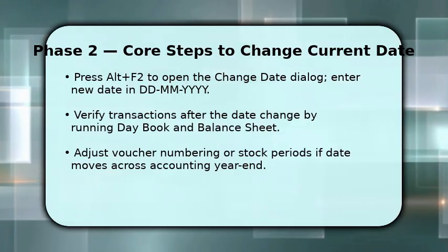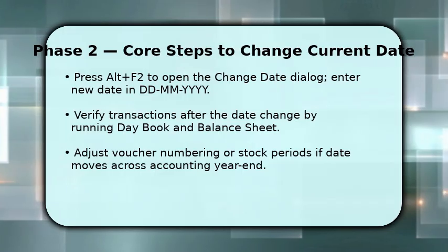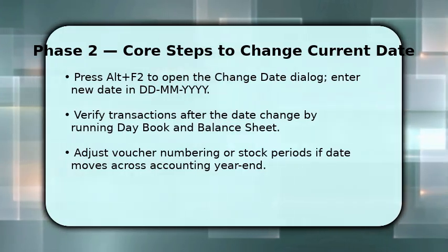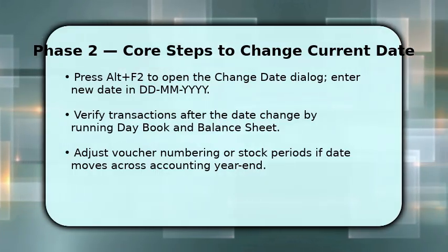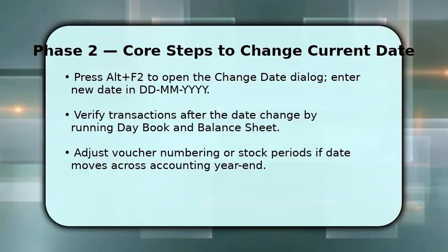Then run Daybook and Balance Sheet to confirm totals reflect the update. If you see mispostings, undo recent vouchers or correct dates. Also, make sure voucher numbering and stock valuation remain consistent.